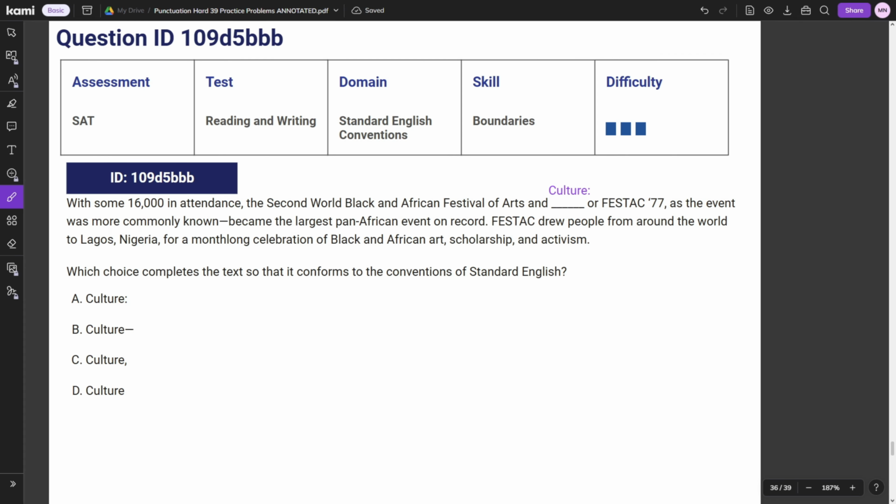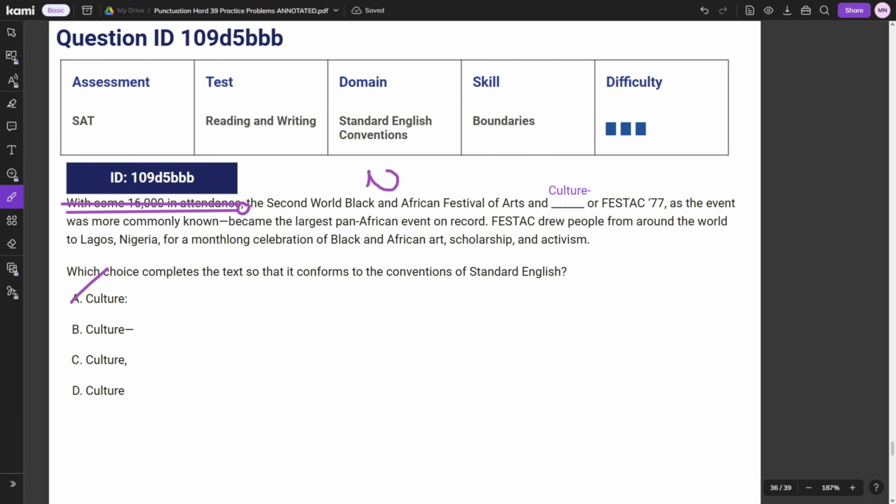So let's check if there's a complete sentence before the colon. Now at the very beginning of the sentence, you'll see this comma right here. So this entire part is actually a modifier or dependent clause. So we won't find our noun or verb in there. The Second World Black and African Festival of Arts and Culture. Alright, so that's our noun, but where's the verb at? There's no verb before the colon. So that's not a complete sentence, which means we can't use a colon.